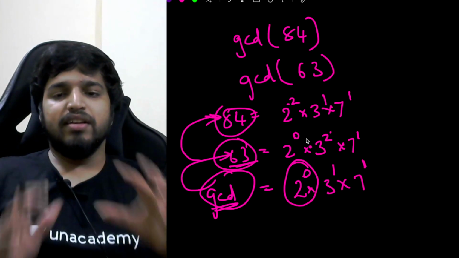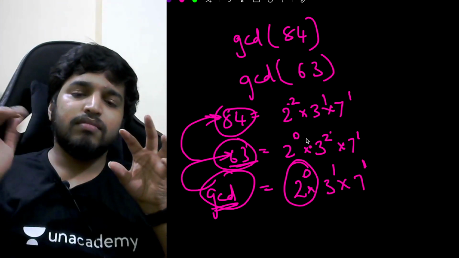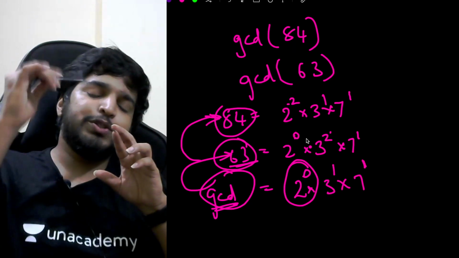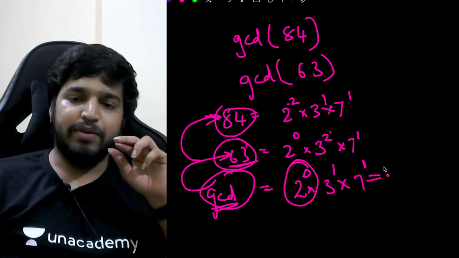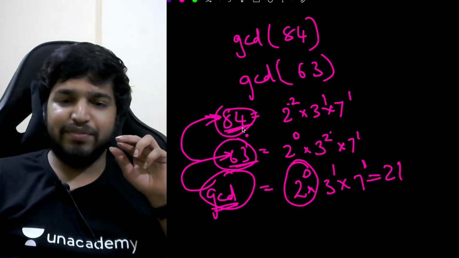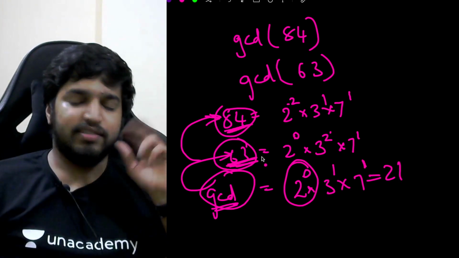Okay. Write down each prime factor, and you see the corresponding powers in those two numbers. We take whichever is less of them and multiply them. That's 21. So 21 into 4 is 84, and 21 into 3 is 63. Very simple.